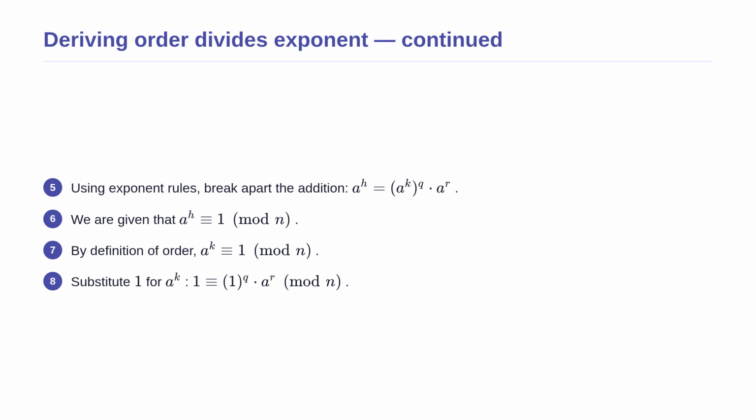Now we use what we know. We were given that a to the power of h is congruent to 1 modulo n. We also know from the very definition of the order that a to the power of k is congruent to 1 modulo n. By substituting the number 1 in place of a to the power of k, we drastically simplify the expression. This substitution is the key mathematical reasoning that will reveal the true nature of the remainder r in our next step.